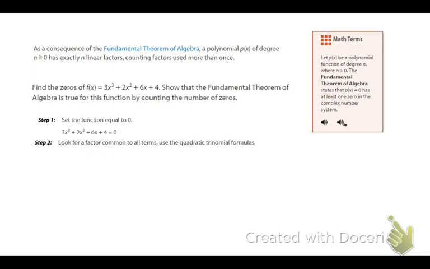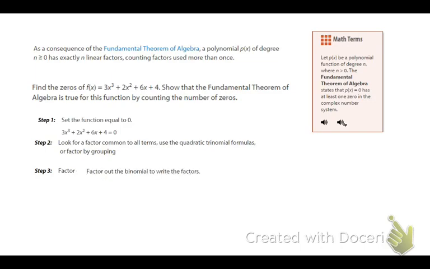And then we're going to look for a factor common to all terms. We can use the quadratic trinomials formula, or we could factor by grouping. So if you notice that you have 4 terms here, first thing you're going to do is look for a greatest common factor. We have a 3, 2, 6, 4, so nothing there, and our x cannot come out. So with the 4 terms, we want to proceed with possibly our grouping. So let's take a look.